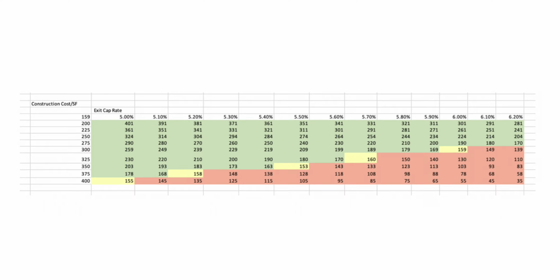This next one looks at exit cap rate versus construction cost. If you're banking on a 6% cap and the market shifts to 6.25, your spread gets squeezed fast. So conservative underwriting is key.